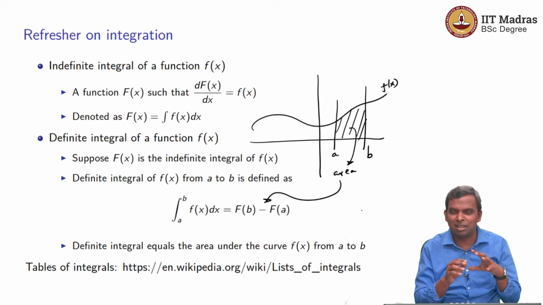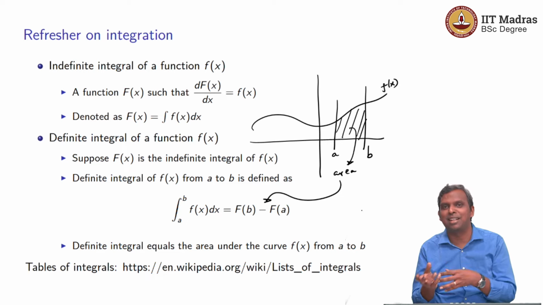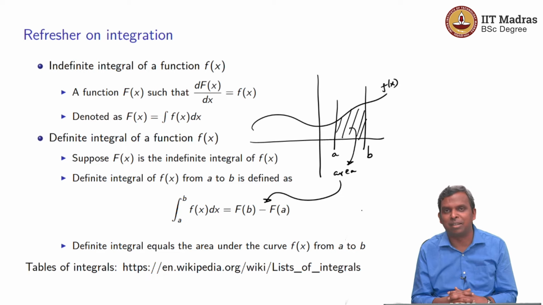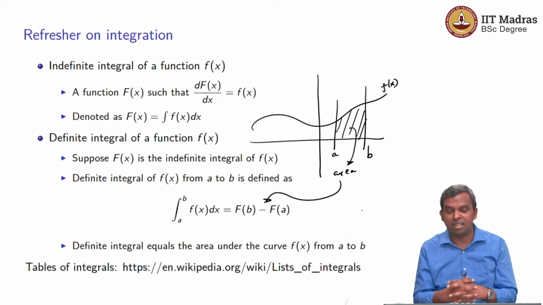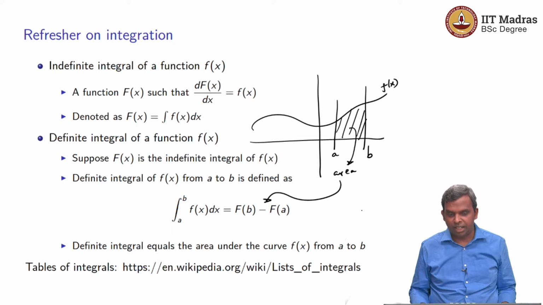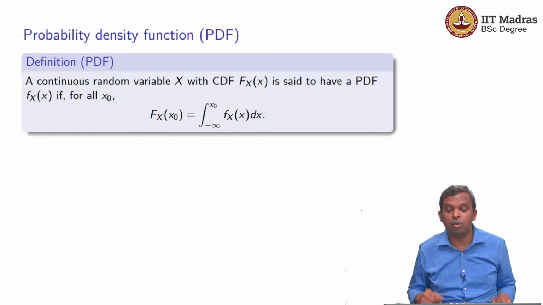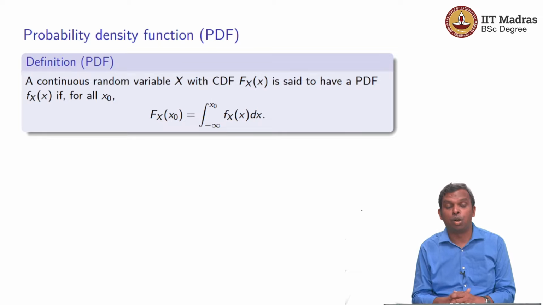So the small f is something inside. When you integrate, you get the CDF. So you can see where we are going with this, and where the density comes sort of naturally. Okay, so this is a quick refresher on integration. Now this leads us to the definition of what's called the probability density function.